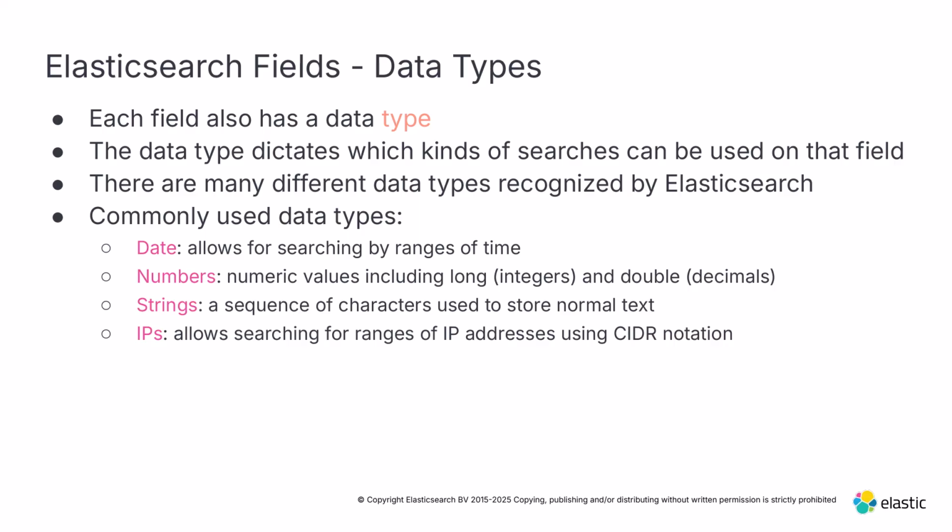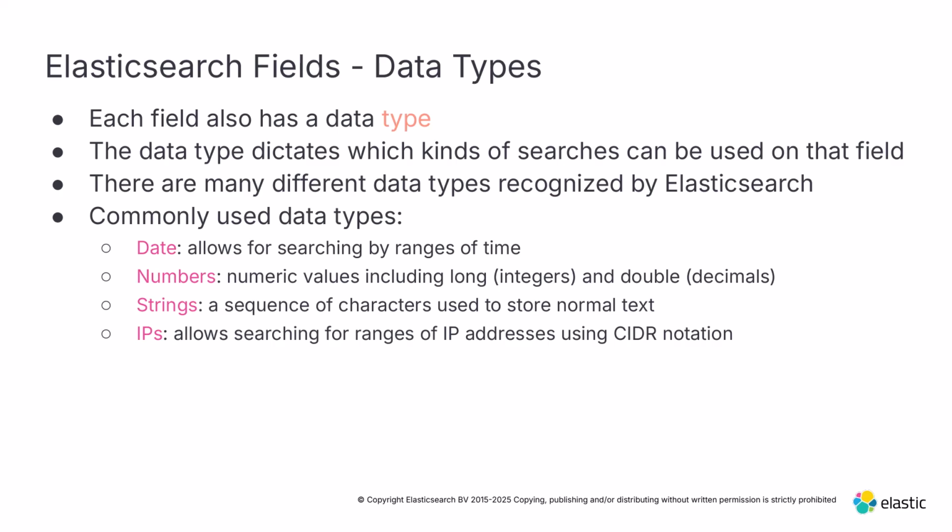We have commonly used data types. First, we have date, which is going to allow for searching by ranges of time. This can be last 15 minutes, last 7 days, last 7 months, for example. With numbers, these are numeric values. They include long, which are your whole numbers or integers, and double, which includes decimal points. We can do mathematical operations on these types like greater than or less than. Strings are going to be text, and then IPs allow searching for ranges of IP addresses using CIDR notation. So this would be great for limiting results to either our internal or external network.